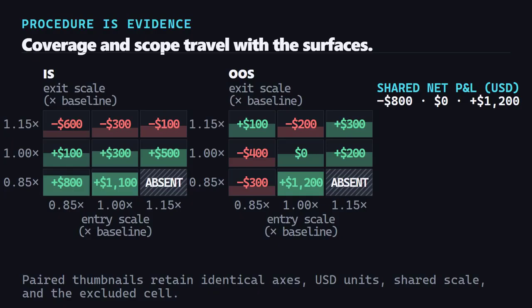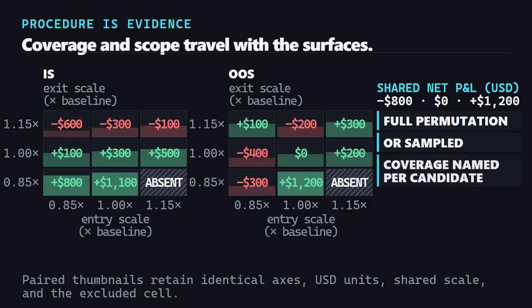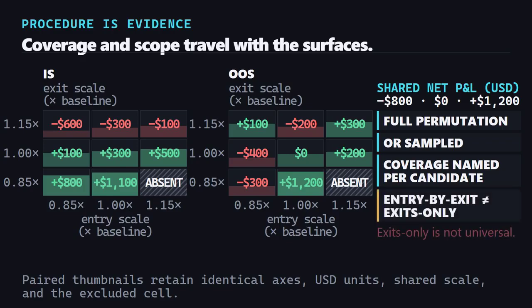One scope boundary remains. Some candidates have parameterized entries and exits, so their surface is entry by exit. Others can be labeled exits only when entry is not parameterized. That label is not a universal fallback. The source warns an exits-only candidate can still be unable to run when required exit behavior is missing. Read the scope as candidate-specific, then verify later under authorization.